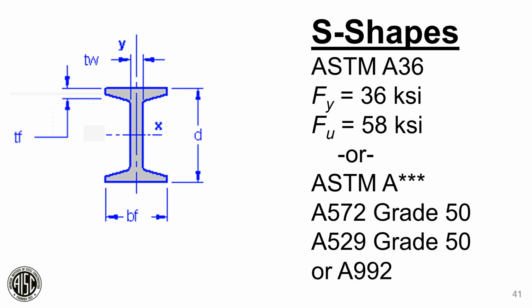But when you're looking at those different ASTMs for 50 KSI material, S-shapes are available in A572 grade 50, A529 grade 50, or even A992. A lot of structural material is available in A992. So you do have different options if you need 50 KSI material for an S-shape.